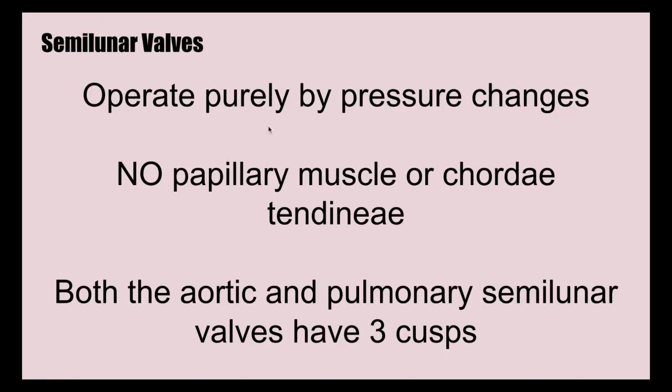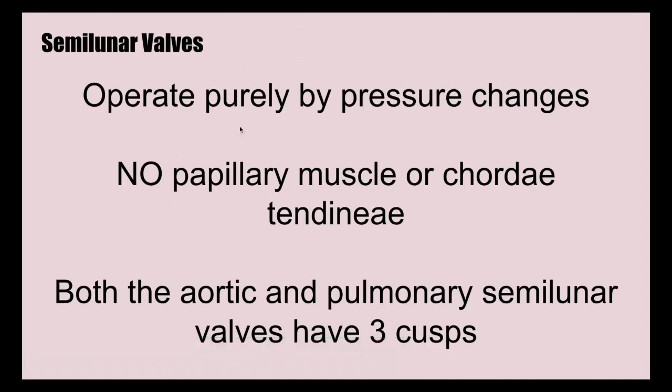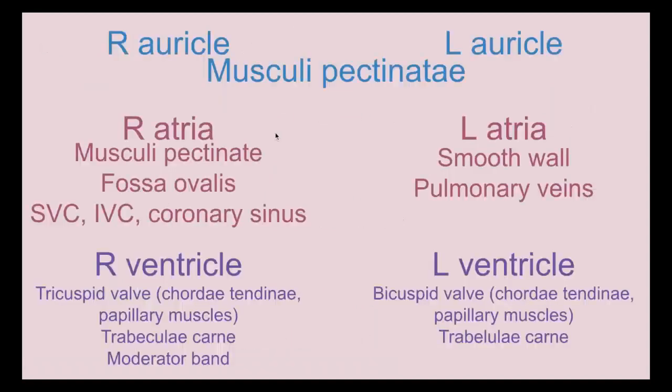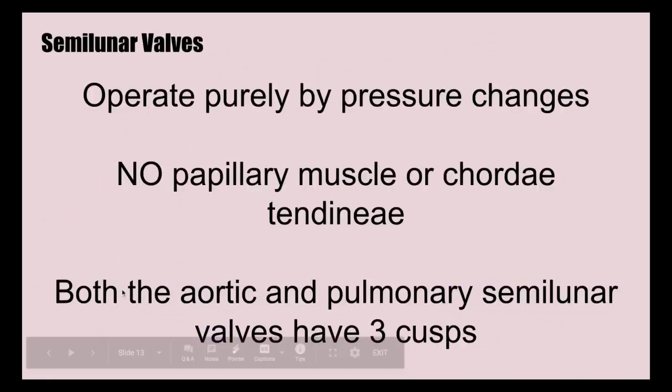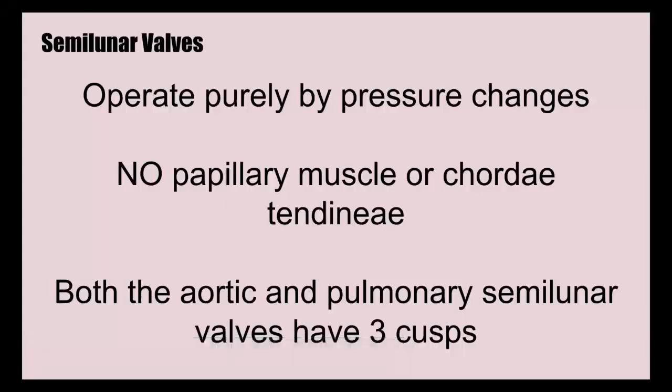So with the semilunar valves, they operate purely based on pressure changes. So they have no chordae tendineae or no papillary muscle. They don't have either of those structures. So it's literally just the changing pressures that then causes it to either close or just be forced open. And both the aortic and pulmonary semilunar valves have 3 cusps. So they do have that in common. Just remember, no papillary muscle and no chordae tendineae.